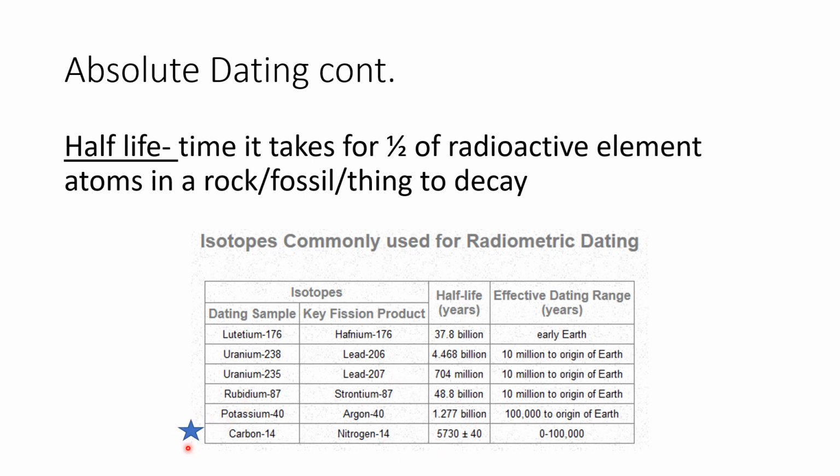So the reason that there's a star next to carbon-14 here is because that is the only one of these isotopes that we can use to date things that used to be alive. So it's really useful for dating fossils and artifacts and things like that. But the only catch is that it's only good up until things are about 100,000 years old, and then at that point there's not enough of the carbon-14 to be able to tell how much there is anymore. And so that is the limitation of carbon dating.